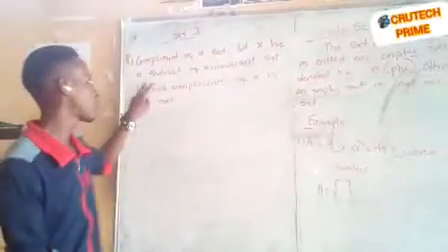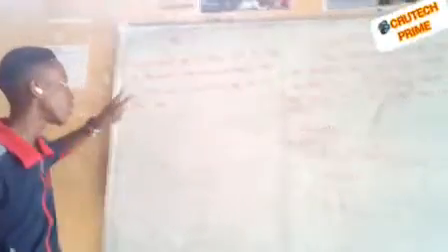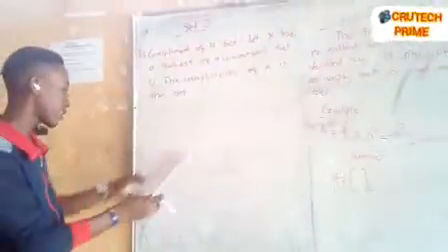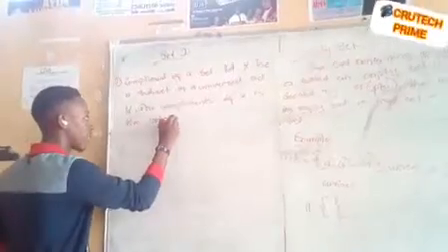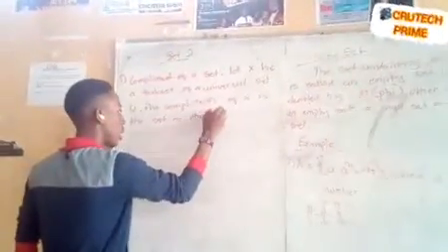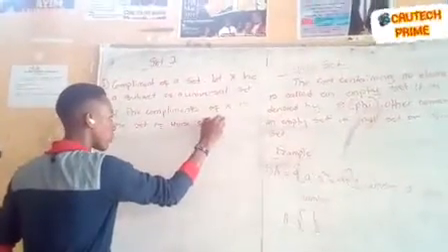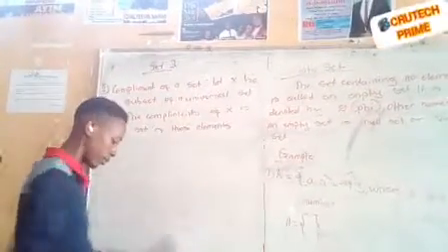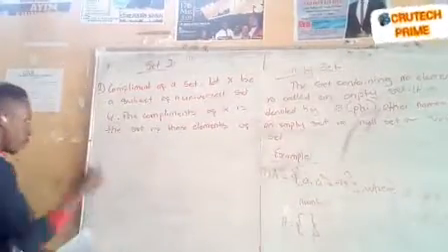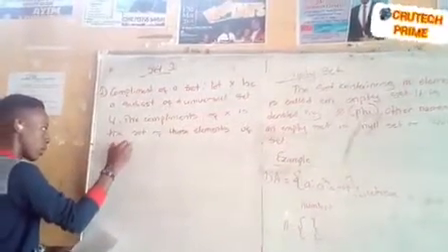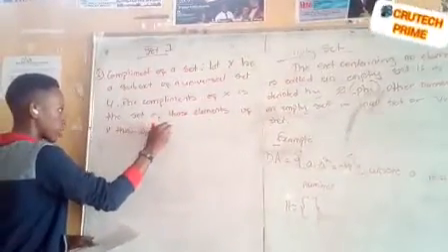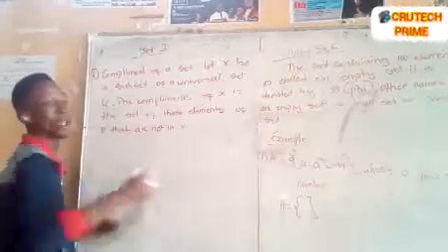Let X be a subset of a universal set U. The complement of X is the set of those elements of U that are not in X. Let's take a quick example.